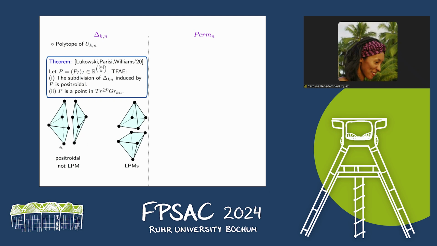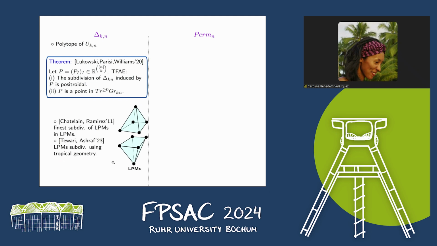And basically, that's part of the result: subdivisions into positroids of the hypersimplex correspond to points, or can be thought of as points, in the non-negative tropical Grassmannian, and vice versa. A point in the non-negative tropical Grassmannian can be thought of as a height to the vertices of the hypersimplex and gives you a positroidal subdivision. So these are the only two positroidal subdivisions of the hypersimplex, and one of them is a subdivision purely in terms of LPMs. And actually, subdivisions of the hypersimplex in terms of LPMs had been studied before by Chatelain and Ramirez, and recently by Devadas and Ashraf. And so we wanted a similar story for the permutahedron.